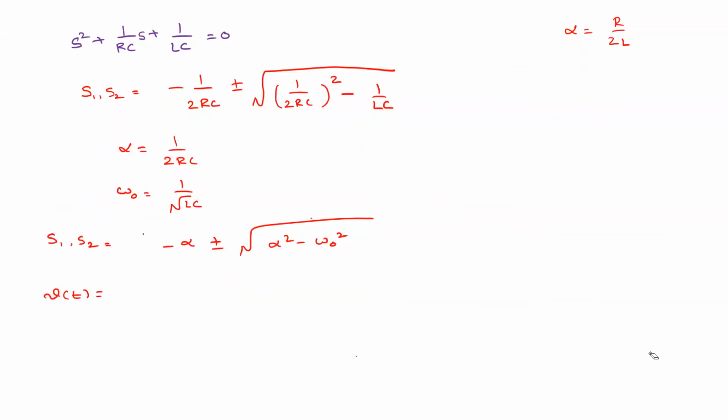So for V of t, again we have three possibilities: alpha greater than omega naught, alpha equal to omega naught, and alpha less than omega naught. What is the alpha greater than omega naught case? Overdamped, right? Yes, sir. So this is critically damped.